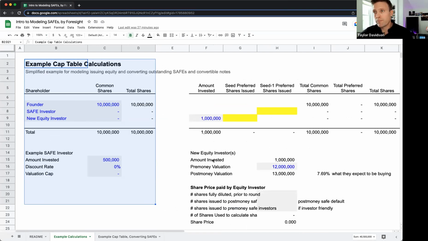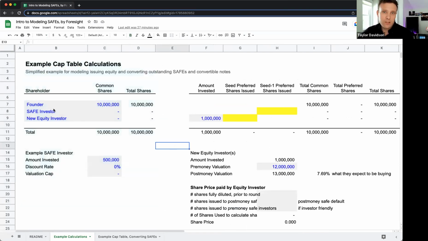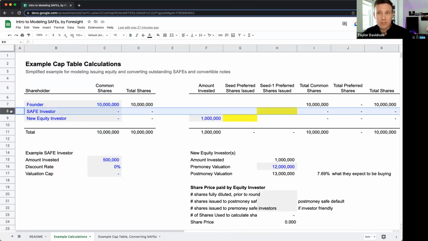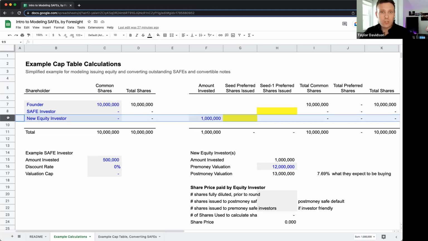So the basic example here is I just have 3 lines for 3 investors. One is a founder, or just assume all common shareholders, for example, and they own 10 million common shares. So that's at the beginning. These are just numbers I've chosen that are not bad starting points, but they're just numbers. Don't infer anything else outside of that. And I have 2 other lines. One is for a safe investor, and one is for a new equity investor. Those are the 2 things you want to understand.